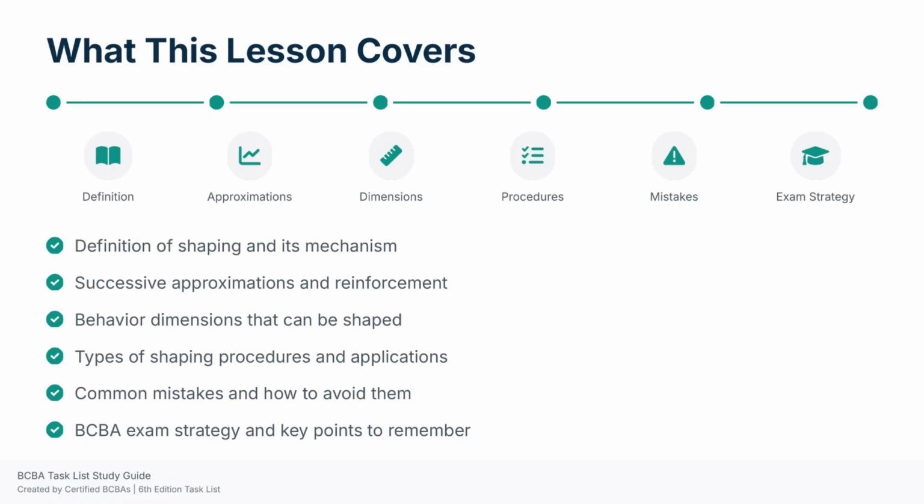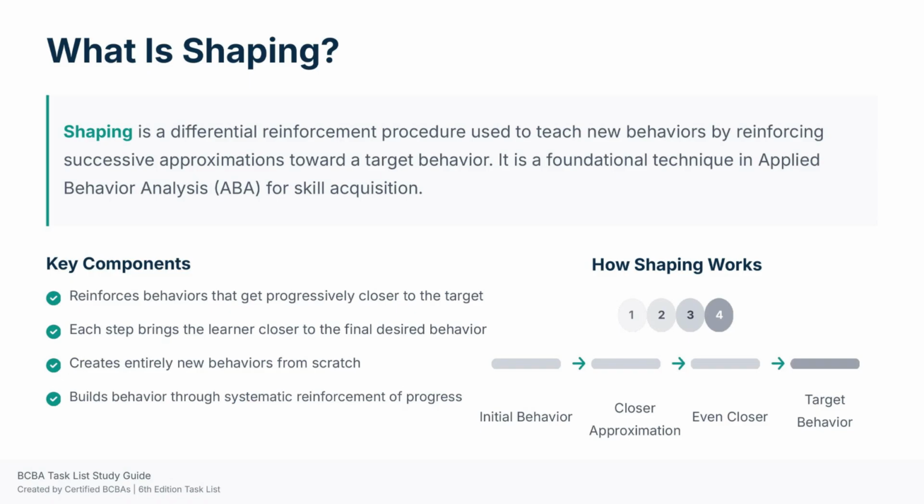Shaping is a differential reinforcement procedure used to teach new behavior by reinforcing responses that are progressively closer to a target behavior. In other words, we do not wait for the final behavior to appear perfectly from the start. Instead, we reinforce smaller steps in the right direction. These smaller steps are called successive approximations. This is what makes shaping so powerful. It allows behavior analysts to build new responses gradually, systematically, and effectively.